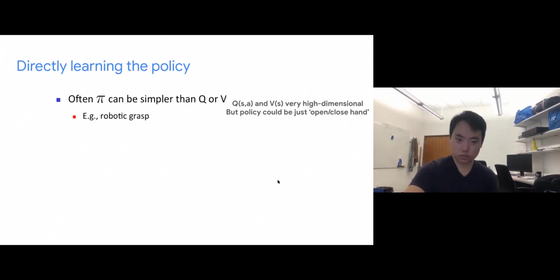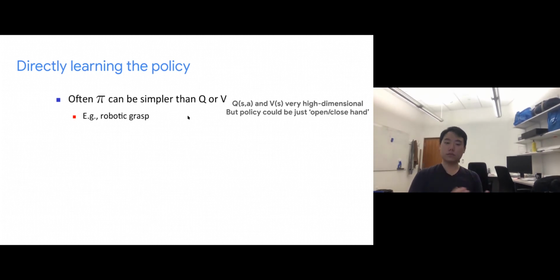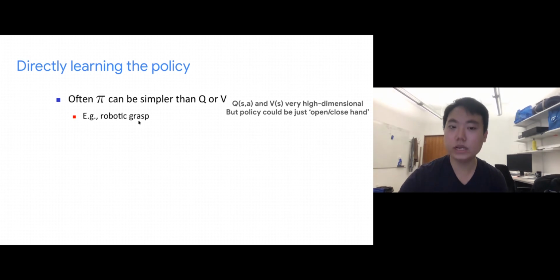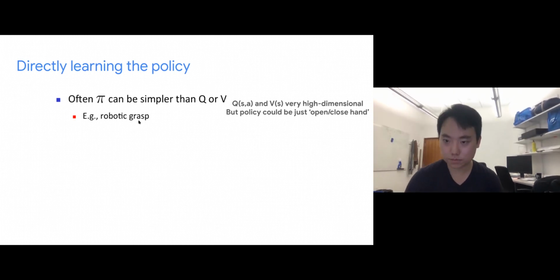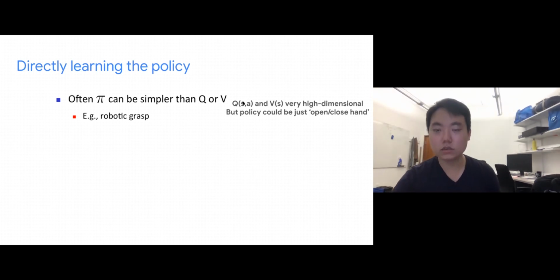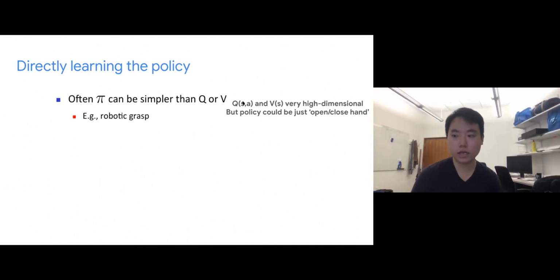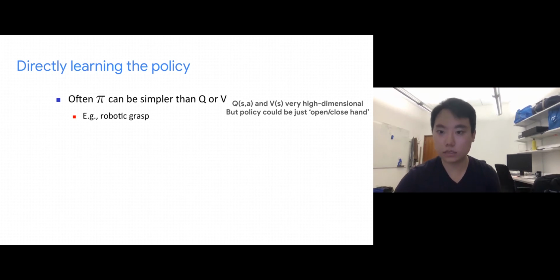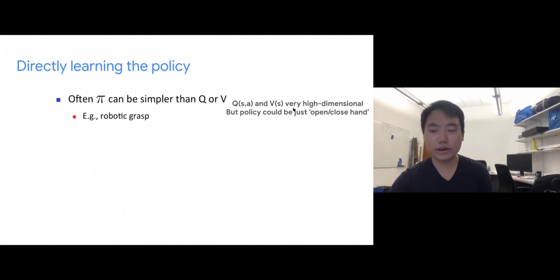So why do we want to do this? There's a couple of reasons. One reason is that often your policy pi can be simpler than Q's and V's. So consider the case of training a robot arm to pick up some objects. If you want to really define a Markov decision process for a robot arm picking up these objects, you possibly have to define all your state as all possible parameters in the robot hand, so all possible parameters across all possible joints that a robot hand contains. So your Q of S, A and your V of S could be very high dimensional.